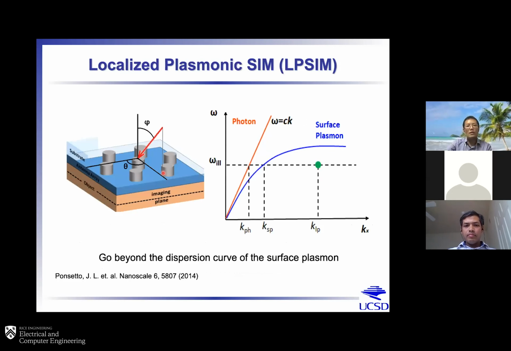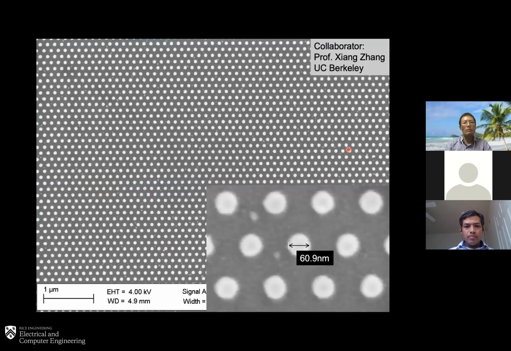So we can simply introduce a particle array, and you can tune the period, and this period gives you the reciprocal vector, which can be very, very high, right? This is independent of the propagating surface plasmon dispersion curve. So the idea is actually quite straightforward. Now you just need some kind of a very large particle array. As you can see here, the particle size is 60 nanometers, and the pitch is whatever you like, and you can tune it, and just do e-beam lithography.